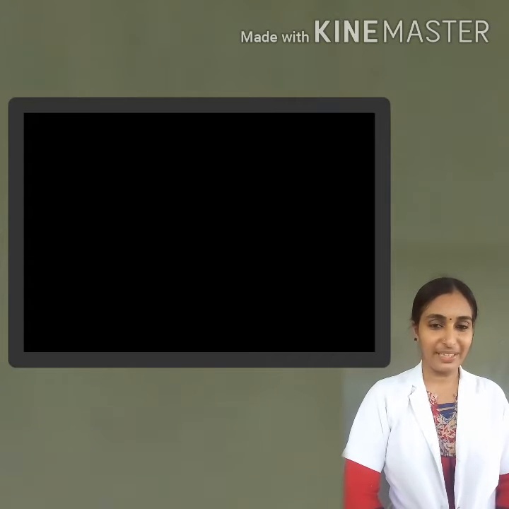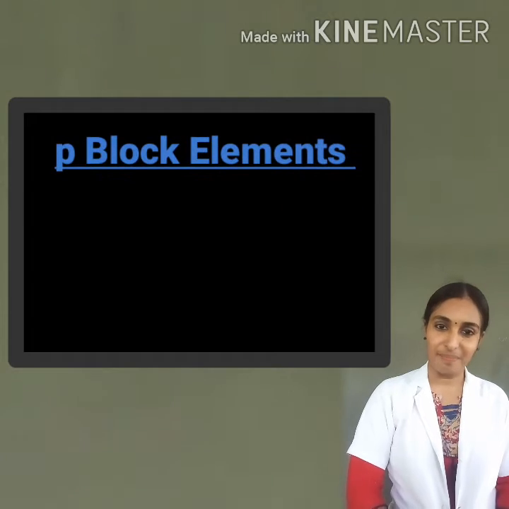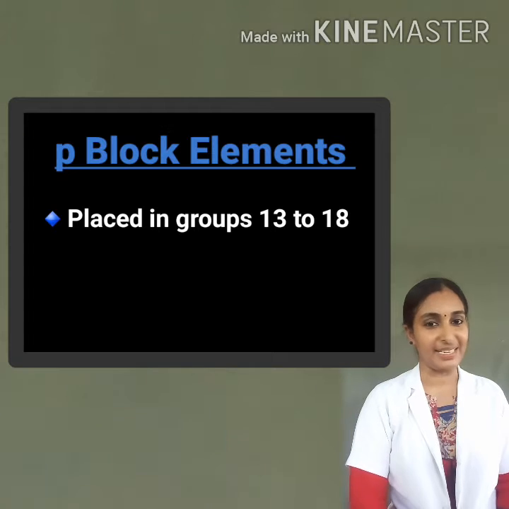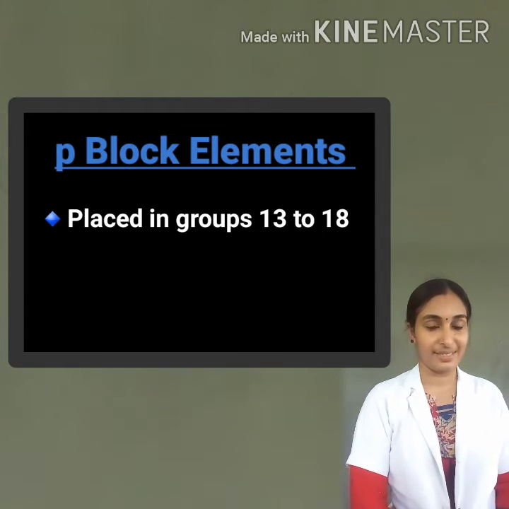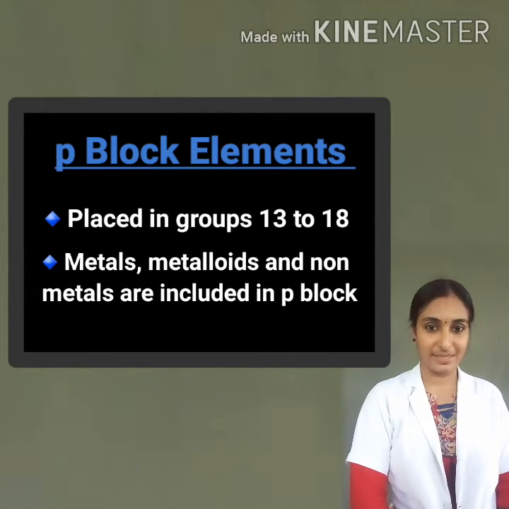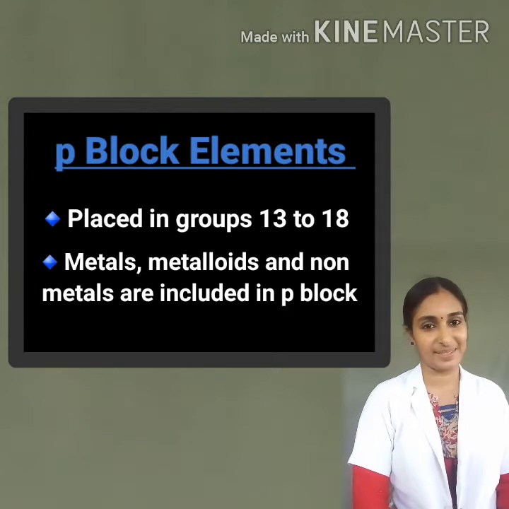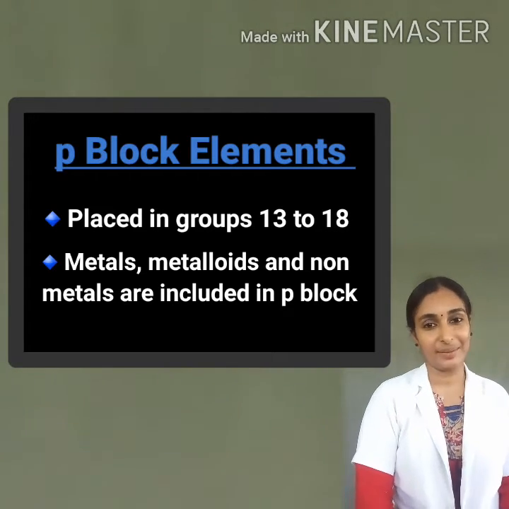The upcoming videos include the 7th unit, P block elements. You have learned that P block elements are placed in group 13 to group 18. The presence of three types of elements, that is metals, metalloids and non-metals, in the same block brings diversification in the chemistry of these elements. So the study of P block elements will be highly interesting.